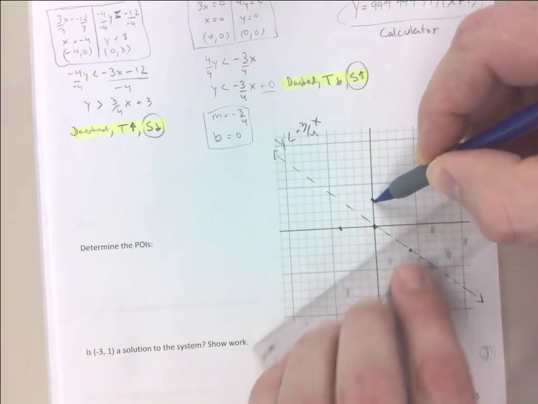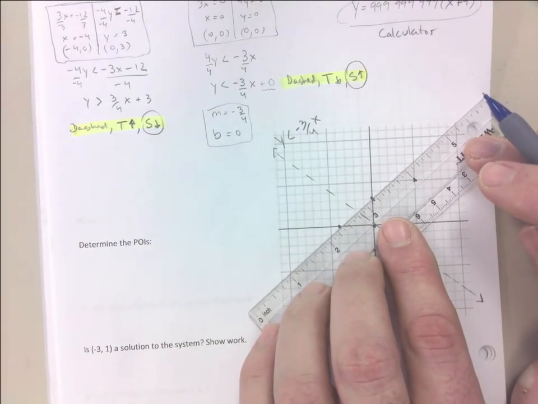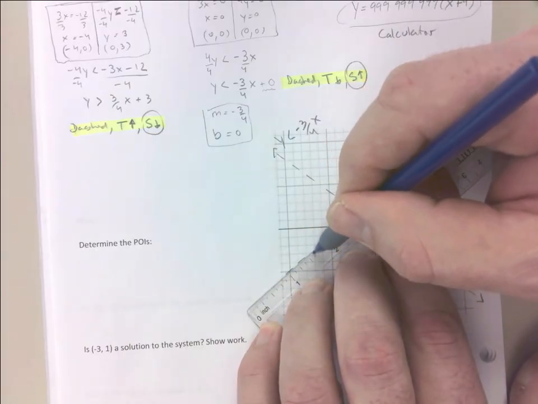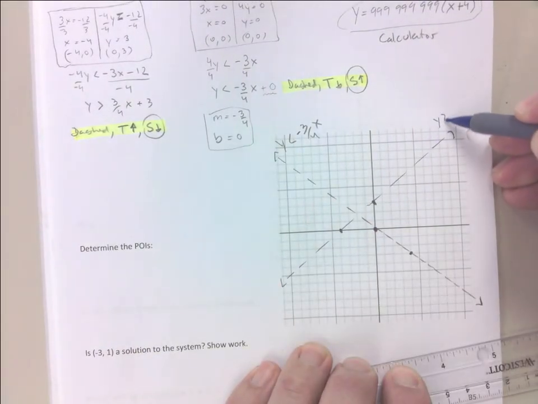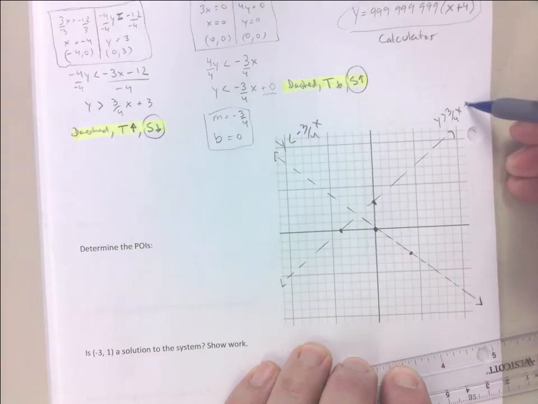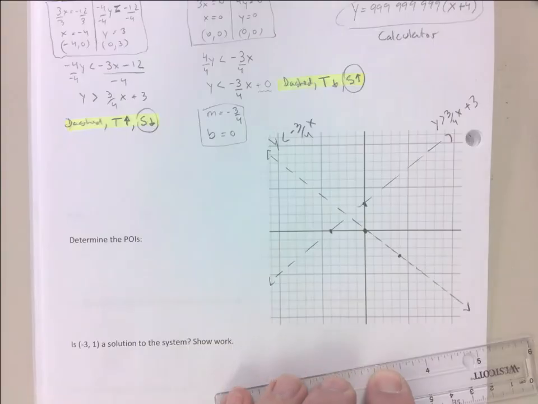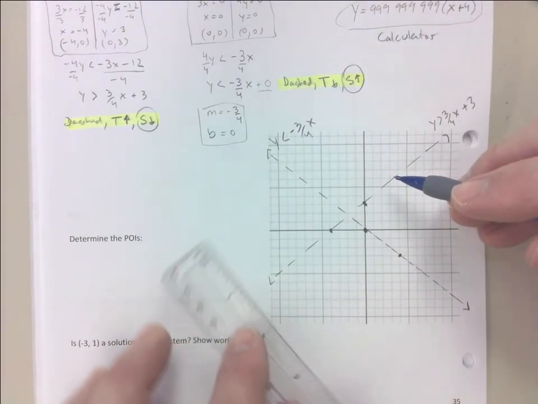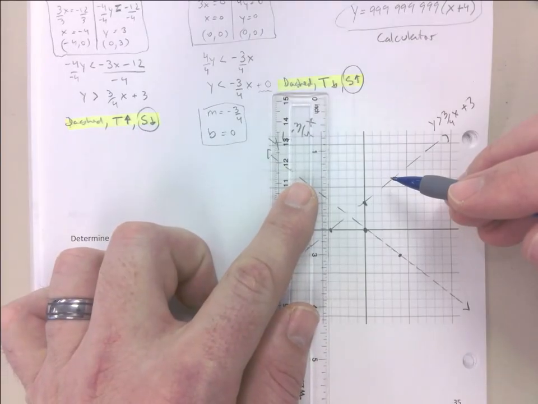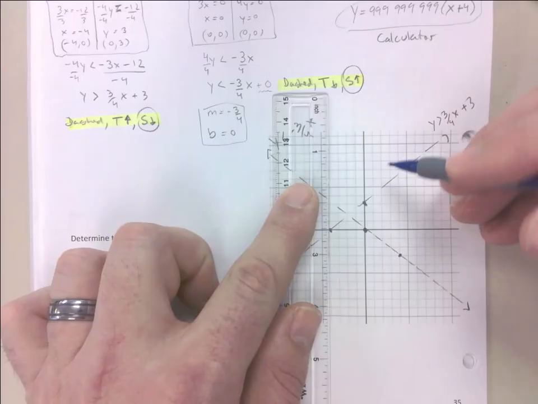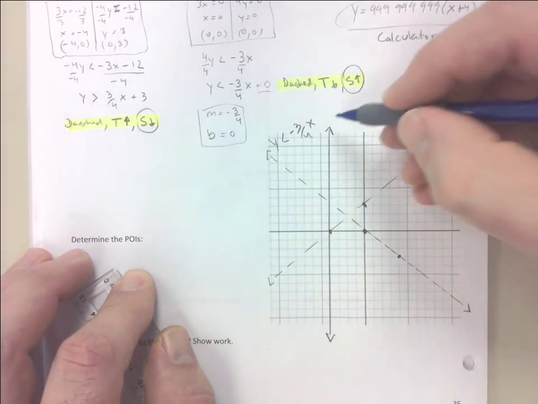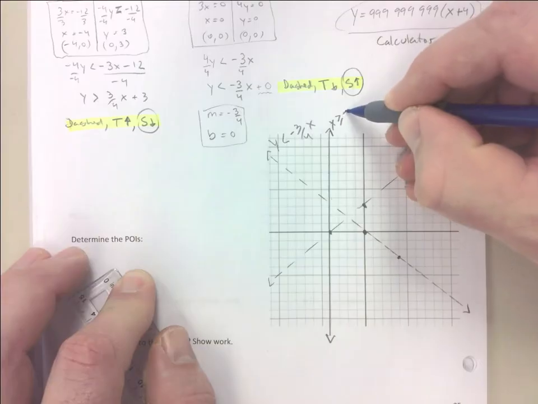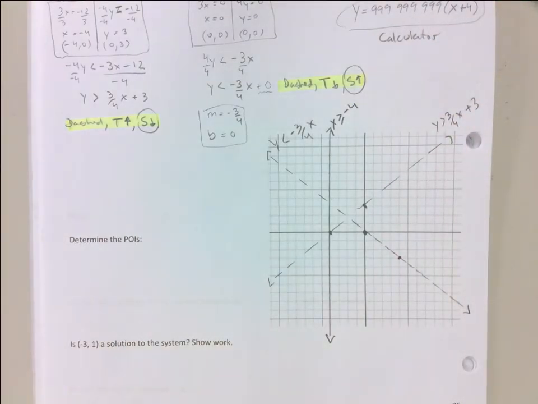The slope is positive, so I'm confident to say that this is going up like that. This is y is greater than 3/4x plus 3. And last but not least is the -4, this line right here. That is a solid line. That's x is greater than or equal to -4. That's what your graph should look like.